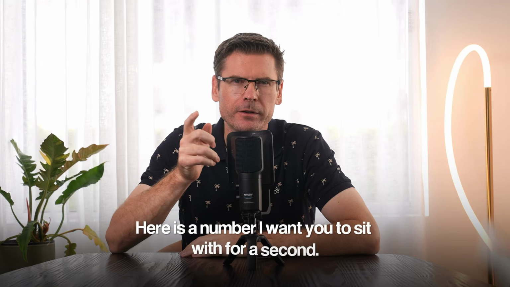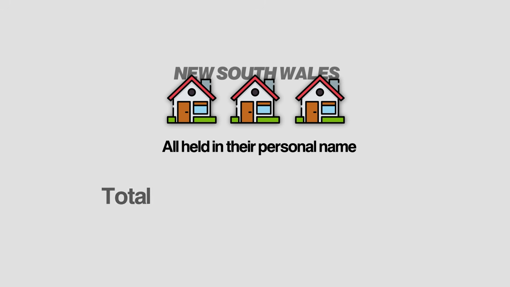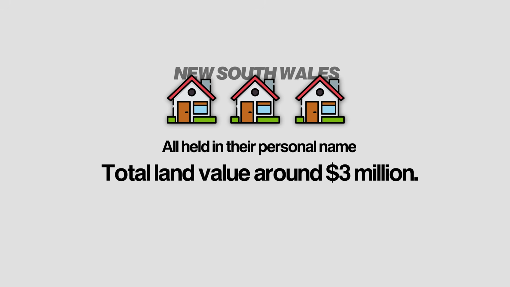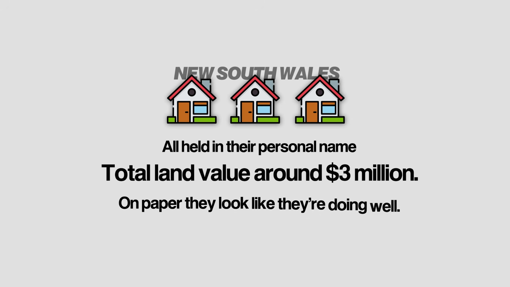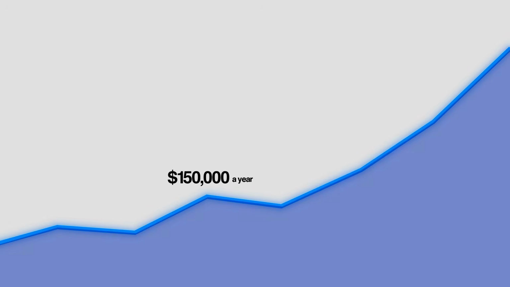Here is a number I want you to sit with for a second. An investor with 3 properties in New South Wales, all held in their personal name, total land value of around $3 million. On paper, they look like they're doing well. Their gross rental income across the portfolio is about $150K a year. But what you do not see is an annual land tax bill of $31,000 a year.